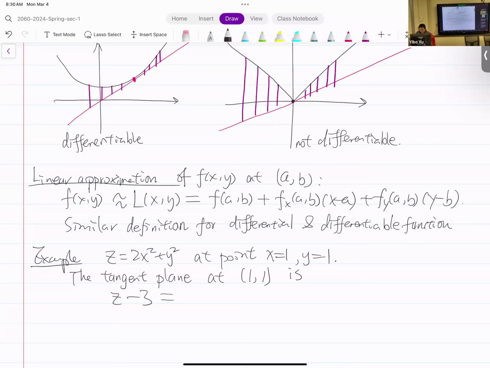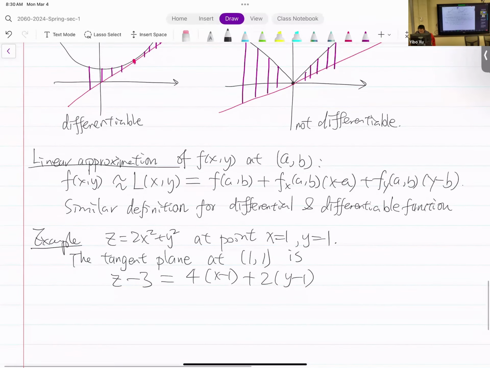So here the partial derivative in terms of x for the function is 4x. So now that's going to be a 4 at 1 times x minus 1, plus the partial with respect to y is 2y, so it's going to be a 2 times y minus 1. Okay. So the tangent plane also represents the linear approximation. Here you just need to add 3 on both sides. That will give you the linear approximation.